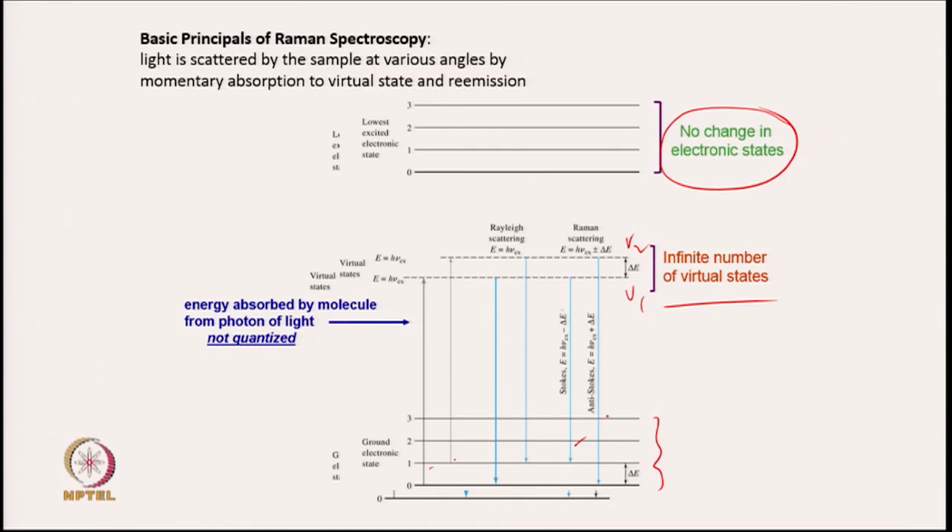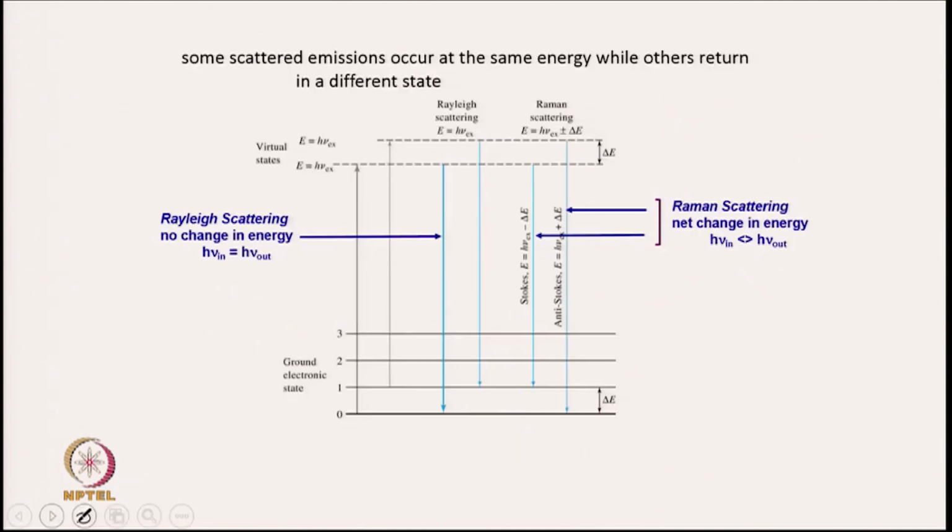In anti-Stokes, if you see here, the excitation is from V equal to 1 to virtual state V2, but when it is coming back, it is going from V2 to your V equal to 0. So, here E is higher than h nu excitation, and that is higher by delta E amount, and this is called anti-Stokes lines. So, you have two different kinds of lines, Stokes line and anti-Stokes line.